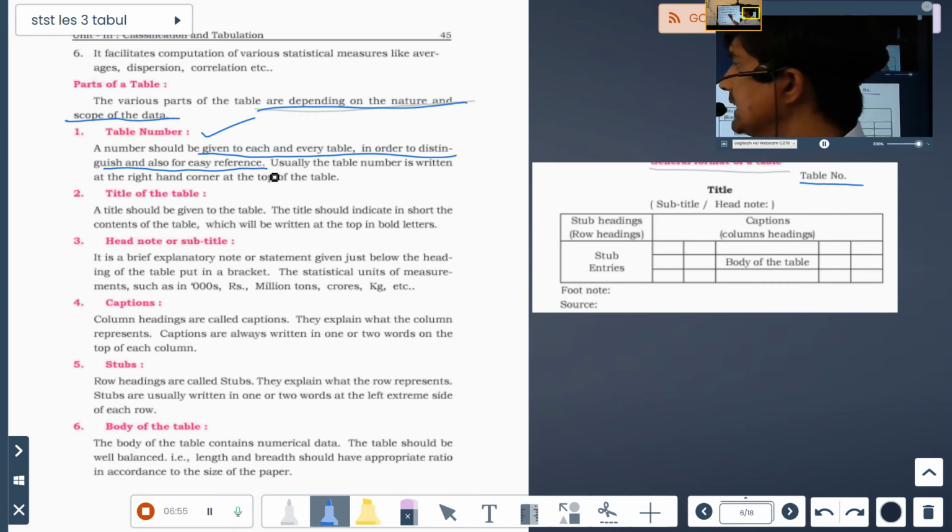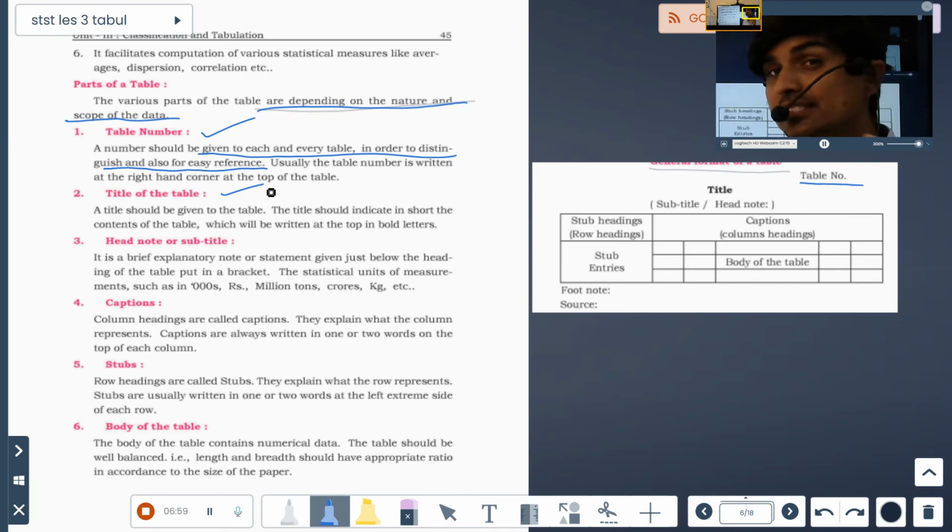Okay. Title of the table, that's what table number is given. As I said, physics marks, chemistry marks, accounts marks, statistics marks, business study marks, that is the title of the table.